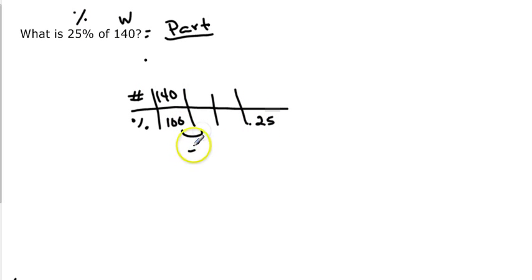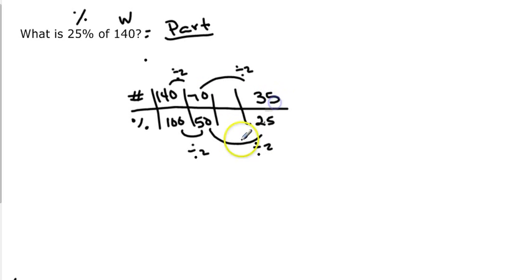So I could go ahead and divide by 2 to get to 50%. I could divide by 2 to get to 70. And again, I see here I can just divide by 2 again. Divide by 2. And my answer is 25% of 140 is 35.